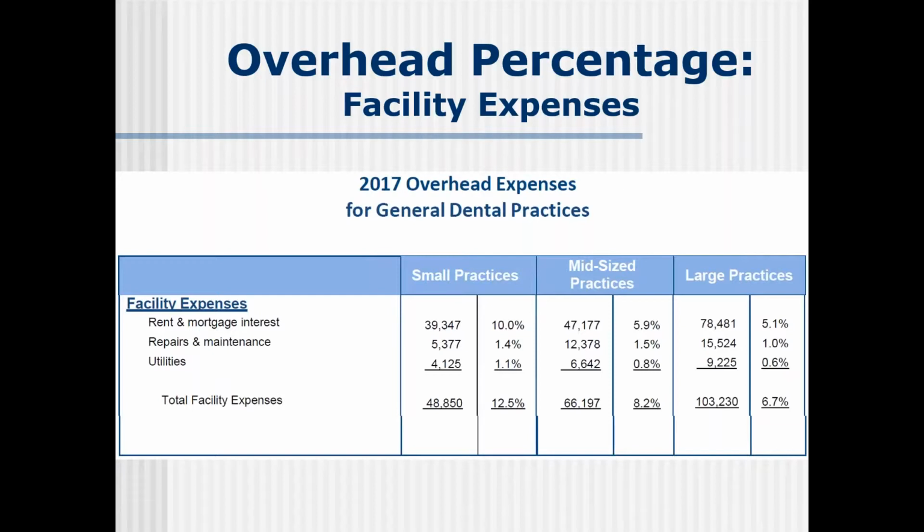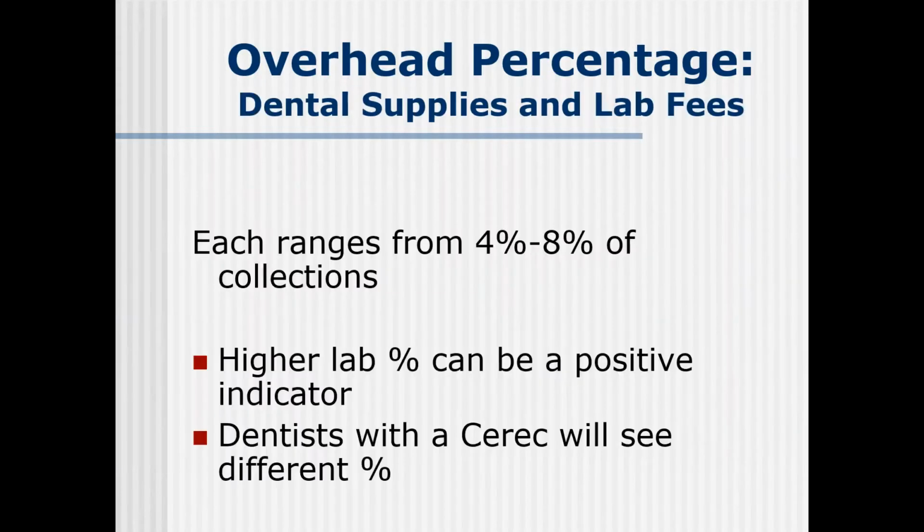The average is 12.5%. The mid-sized practices, because they produce more out of their space, their facility costs came in at just over 8%. And for the larger practices, because they're really producing out of their space, their facility costs came in just under 7%. So staff expenses got a little bit higher as a percentage of collections as practices got larger. Facility costs went down as practices grew.